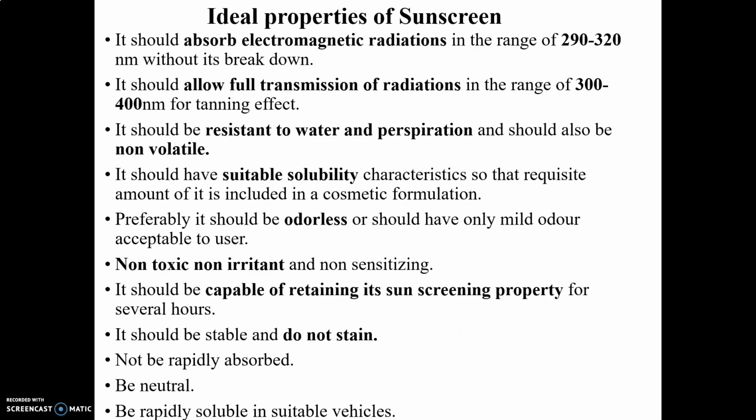So what are the ideal properties of any sunscreen? First, it should absorb electromagnetic radiation in the range of 290 to 320. It should allow full transmission of radiation in the range of 300 to 400. It should be resistant to water and perspiration and should also be non-volatile. It should be suitably soluble in certain solvents used in a cosmetic base. It should preferably be odorless, or have a mild odor acceptable to users. So preferably it should be odorless.